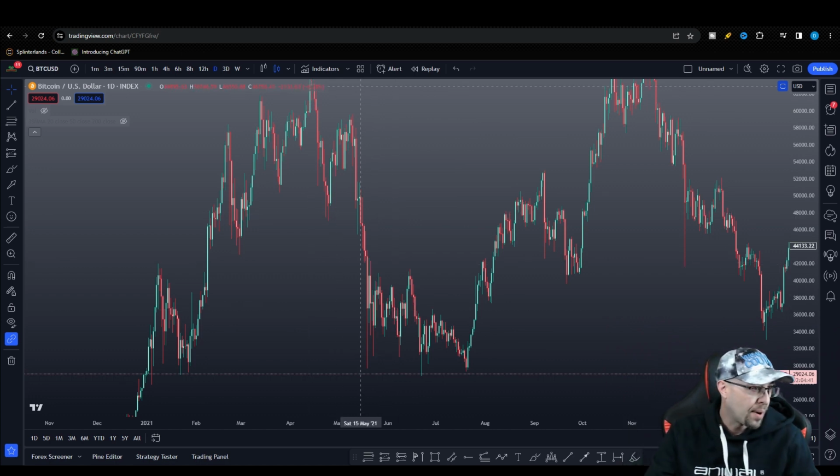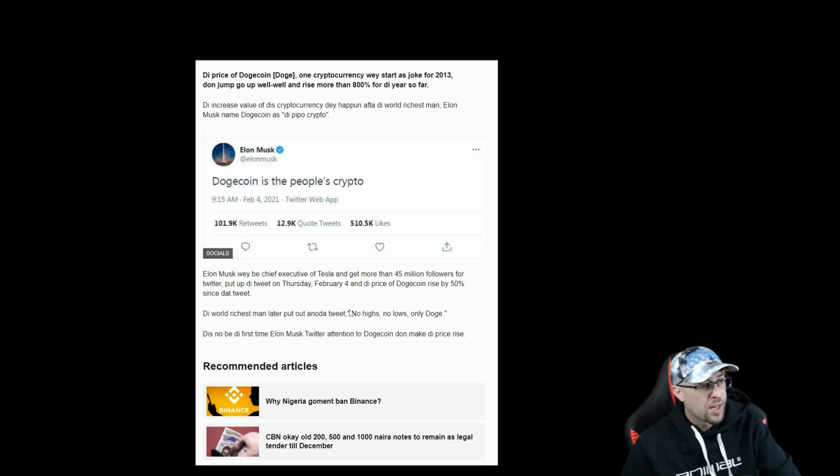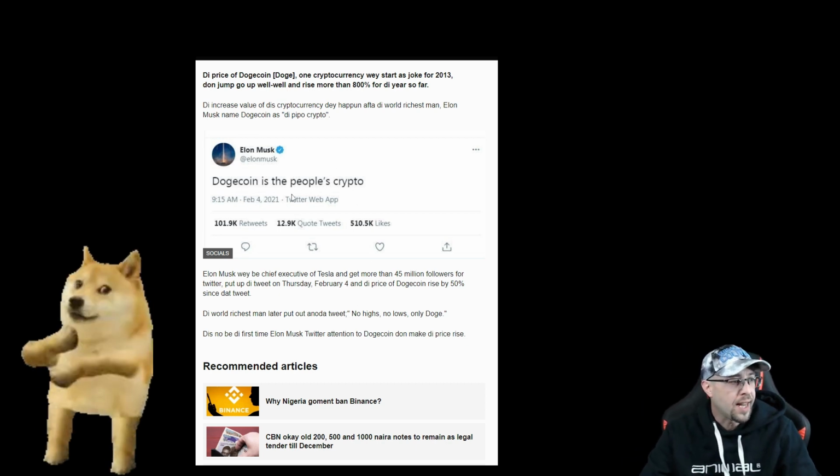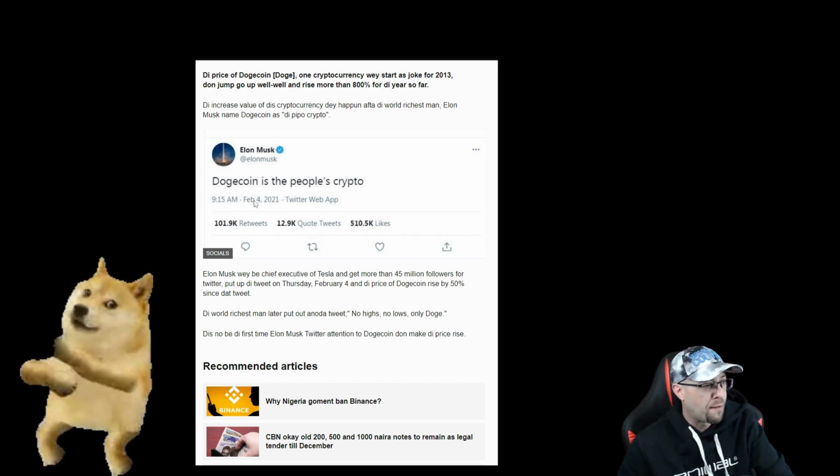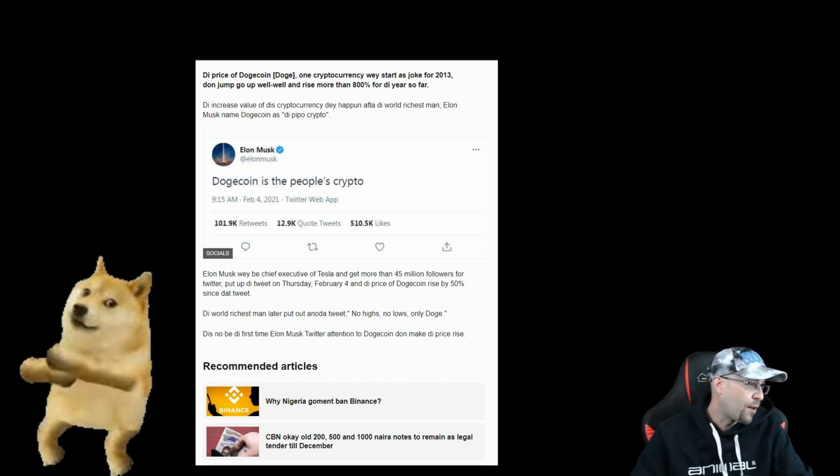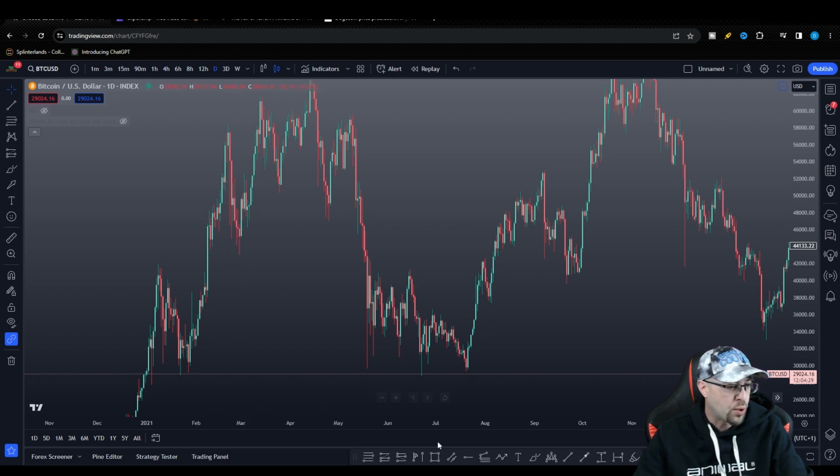The first example I'm going to give you is this Dogecoin tweet. Dogecoin is the people's crypto. Where's this come from? No other than Elon Musk's Twitter account, and that was on the 4th of February 2021. So let's have a look at the charts on what happened on the 4th of February 2021. Here we go.